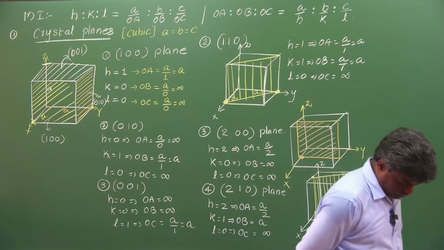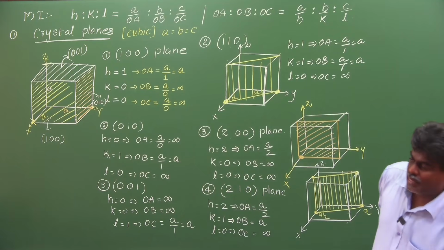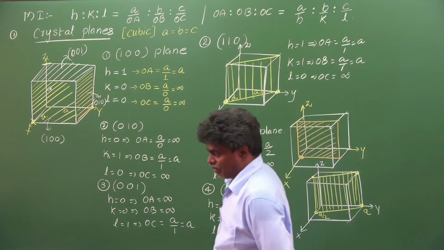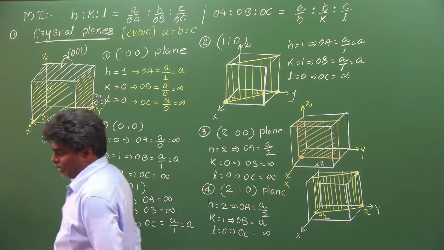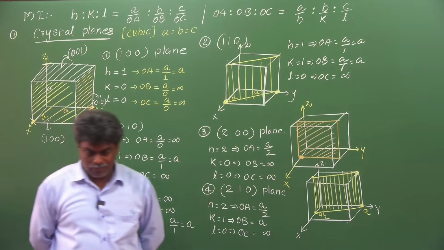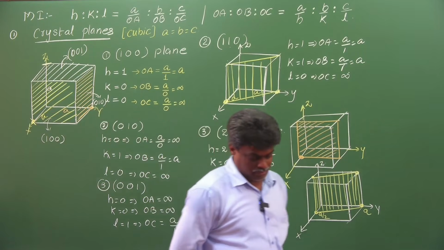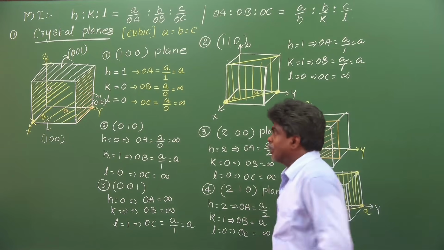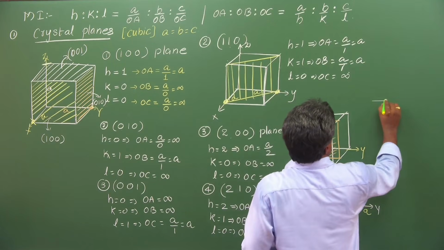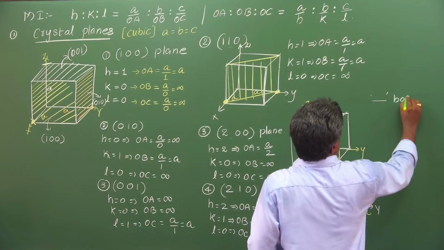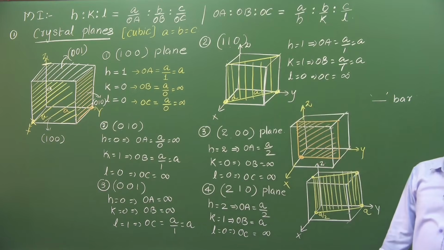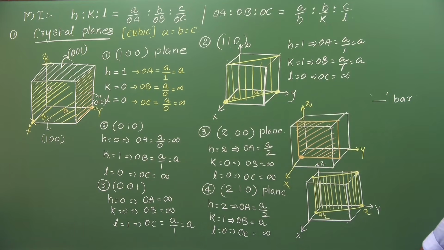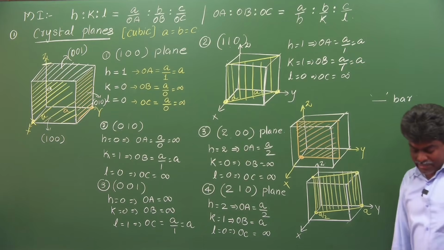Next point, when an intercept is negative, put a bar on the corresponding Miller indices.